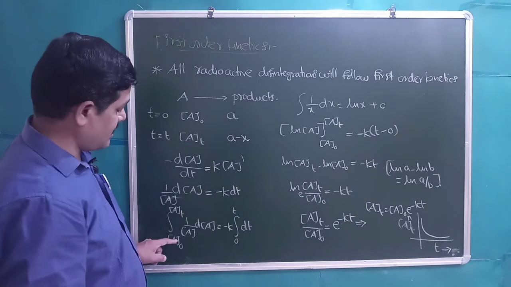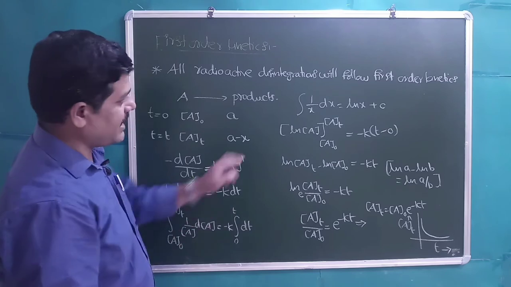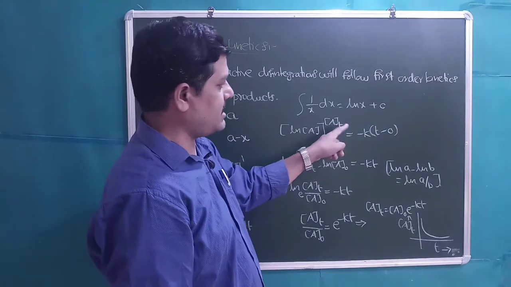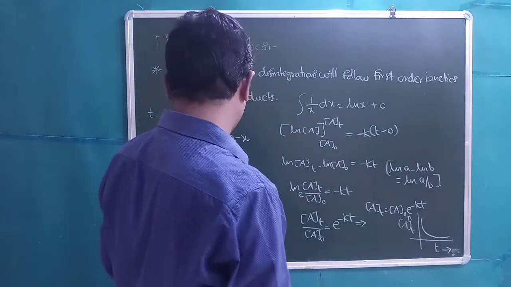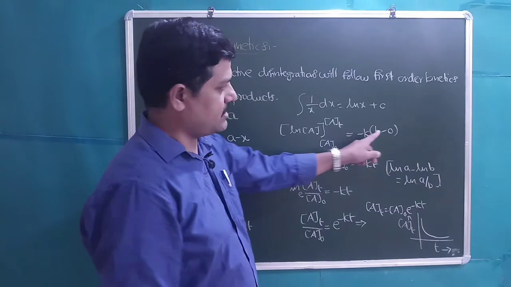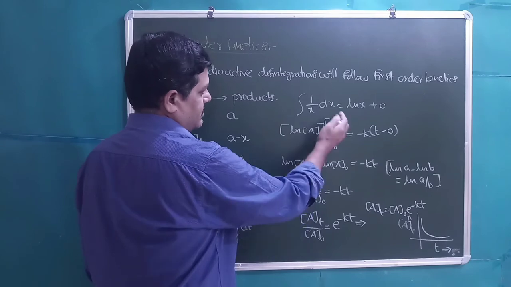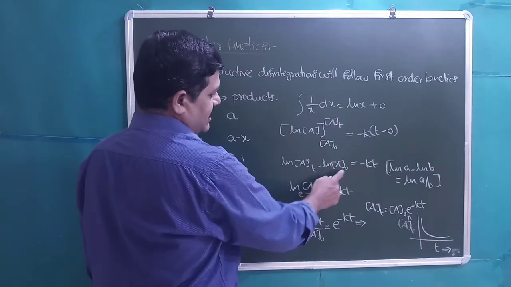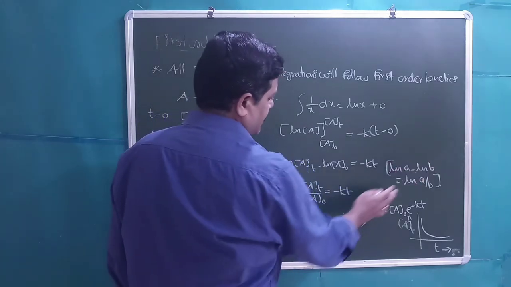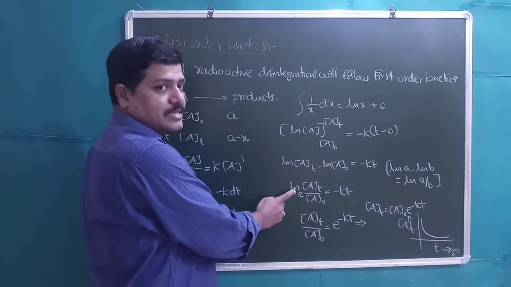Integrating between the limits a naught to at, and on this side between the limits 0 to t. So the integral of 1 by x dx is ln x. Then ln A between the limits a naught and at is equal to the integral of dt, which is t, between the limits 0 and t, minus 0 we can substitute. So when we substitute the limits, ln at as the upper limit, ln a naught as the lower limit, is equal to minus kt. This is in the form of ln a minus ln b. We can write it as ln at by a naught is equal to minus kt. So from this, here the base is e.